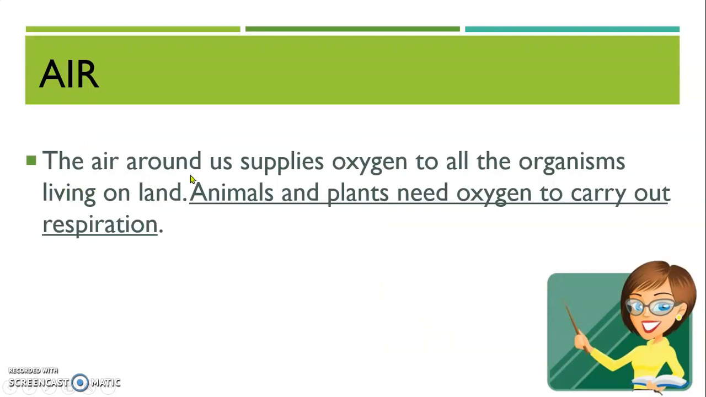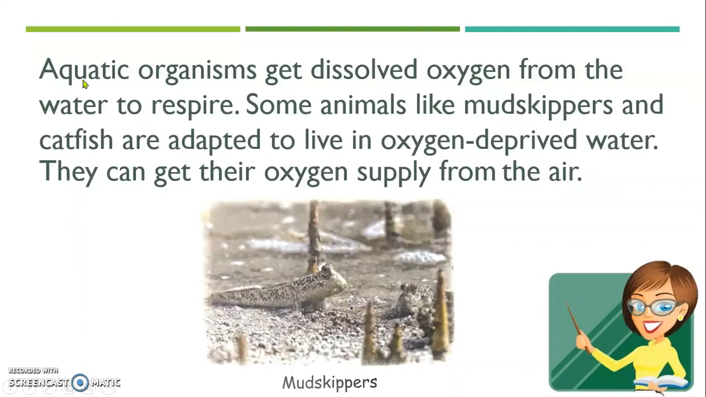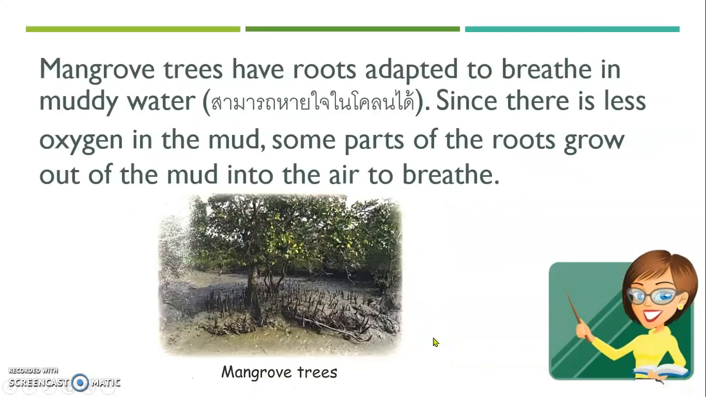Air. The air around us supplies oxygen to all the organisms living on land. Animals and plants need oxygen to carry out respiration. Aquatic organisms get dissolved oxygen from the water to respire. Some animals like mudskippers and catfish are adapted to live in oxygen-deprived water. They can get their oxygen supply from the air.